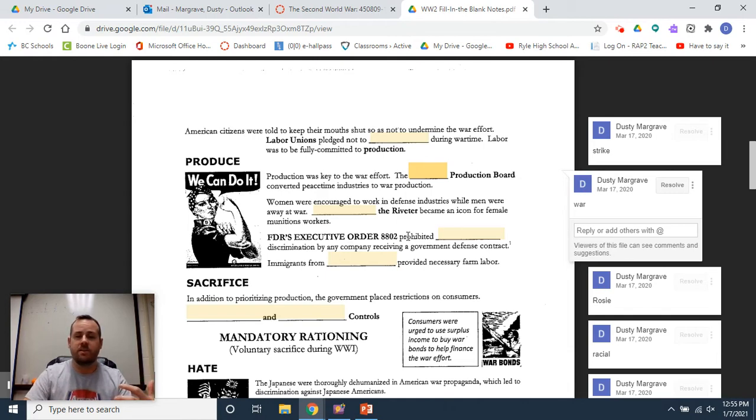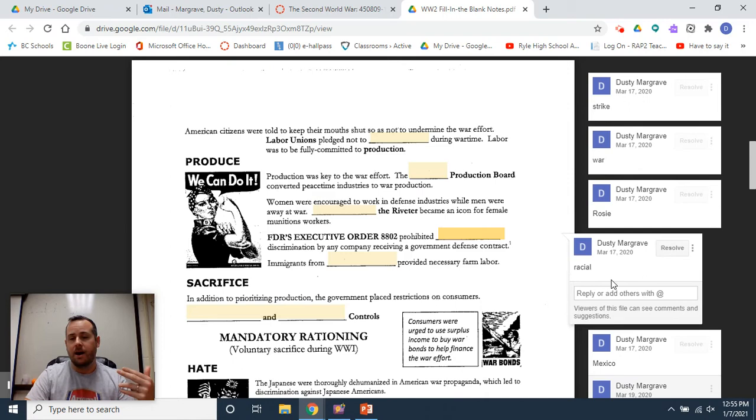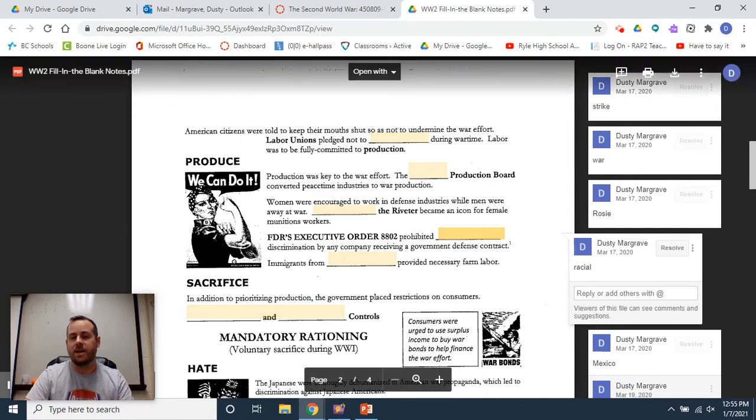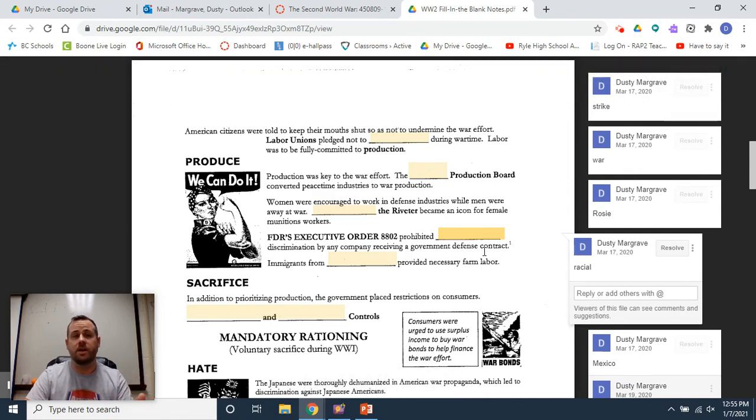FDR passed an executive order that prohibited racial discrimination by any company receiving government contracts. So if you're Ford and you're going to get money from the government to build these planes, well, you can't racially discriminate. That was a condition that FDR ordered, and it opened up opportunities for African Americans to move north, to get new jobs in different industries and get training. So that ends up being a good thing.